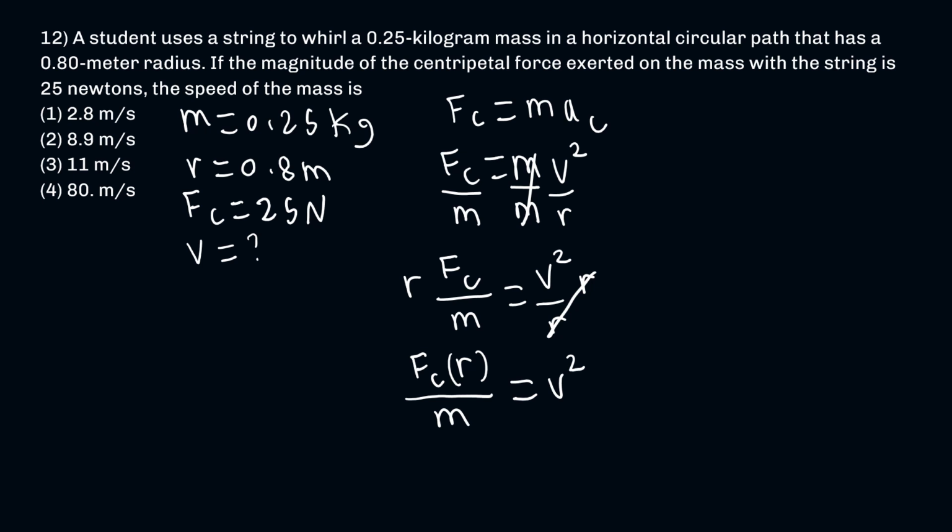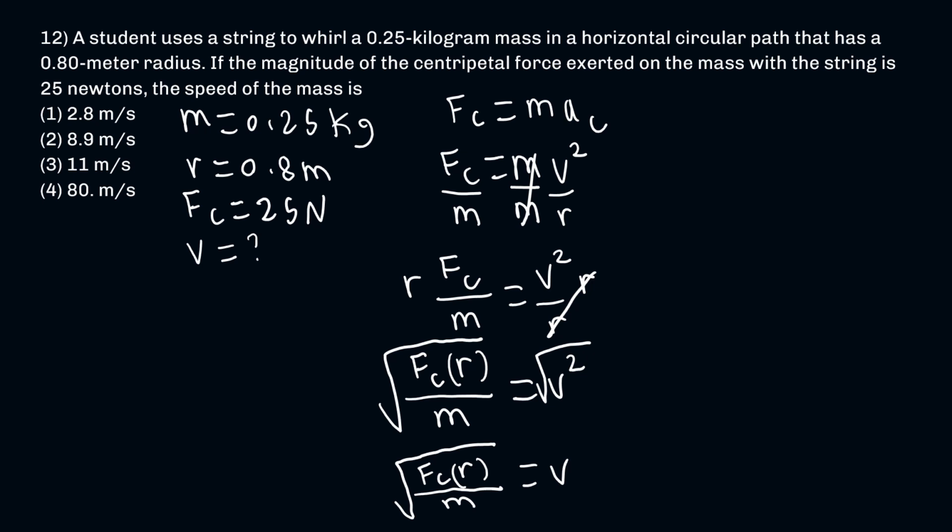The last thing to get V by itself is that it is currently being squared. The opposite of squaring something is taking the square root of both sides of the equation. I will end up with the square root of the centripetal force times the radius over the mass. Let me make that a little clearer: that's the square root of the entire thing. The square root of the centripetal force times the radius over the mass is equal to my velocity.